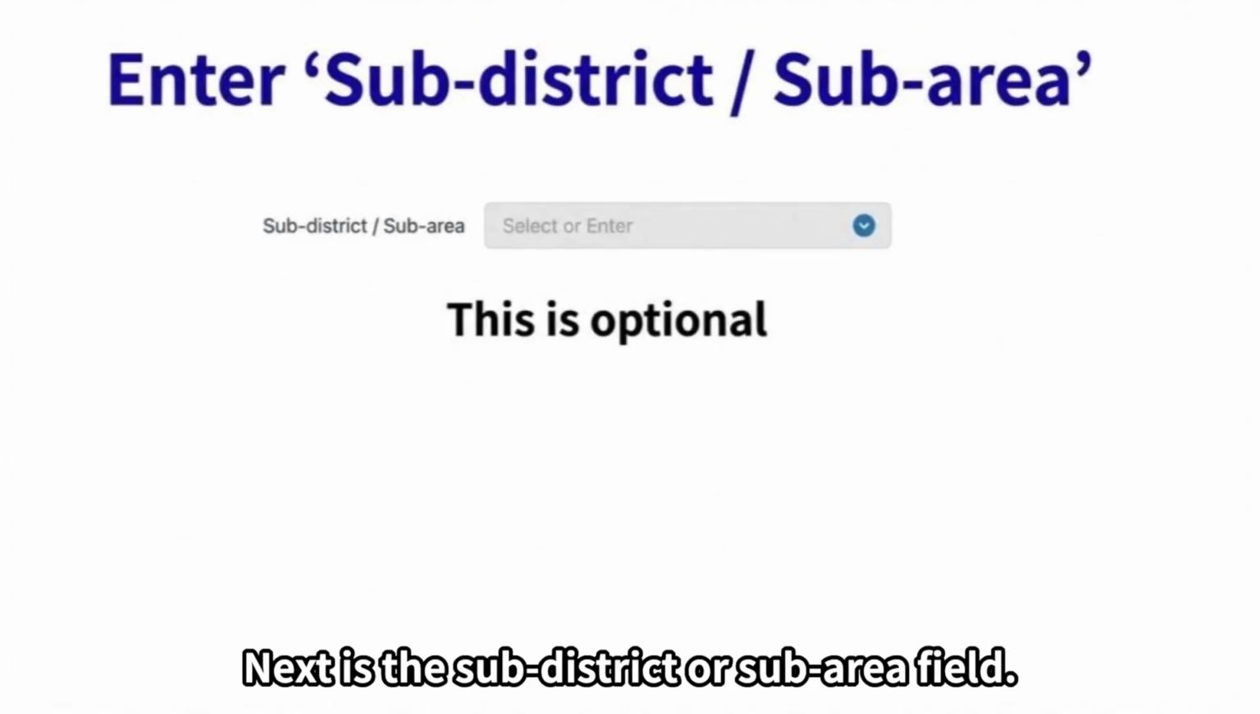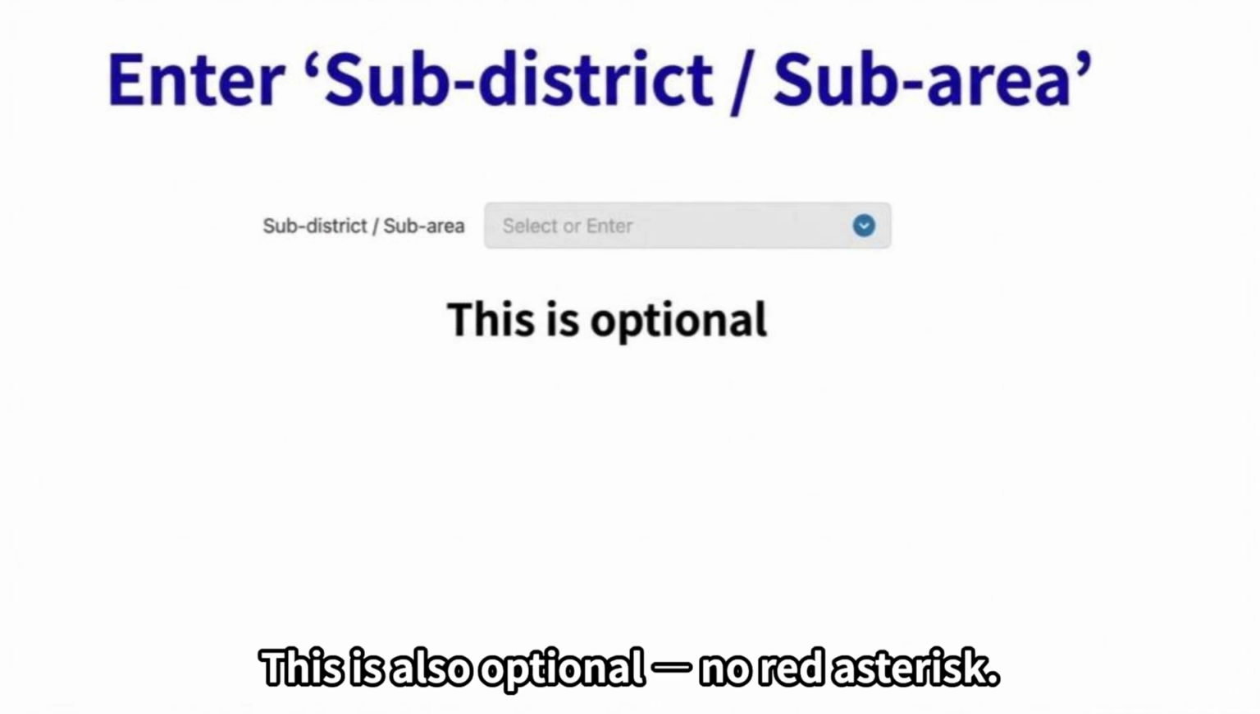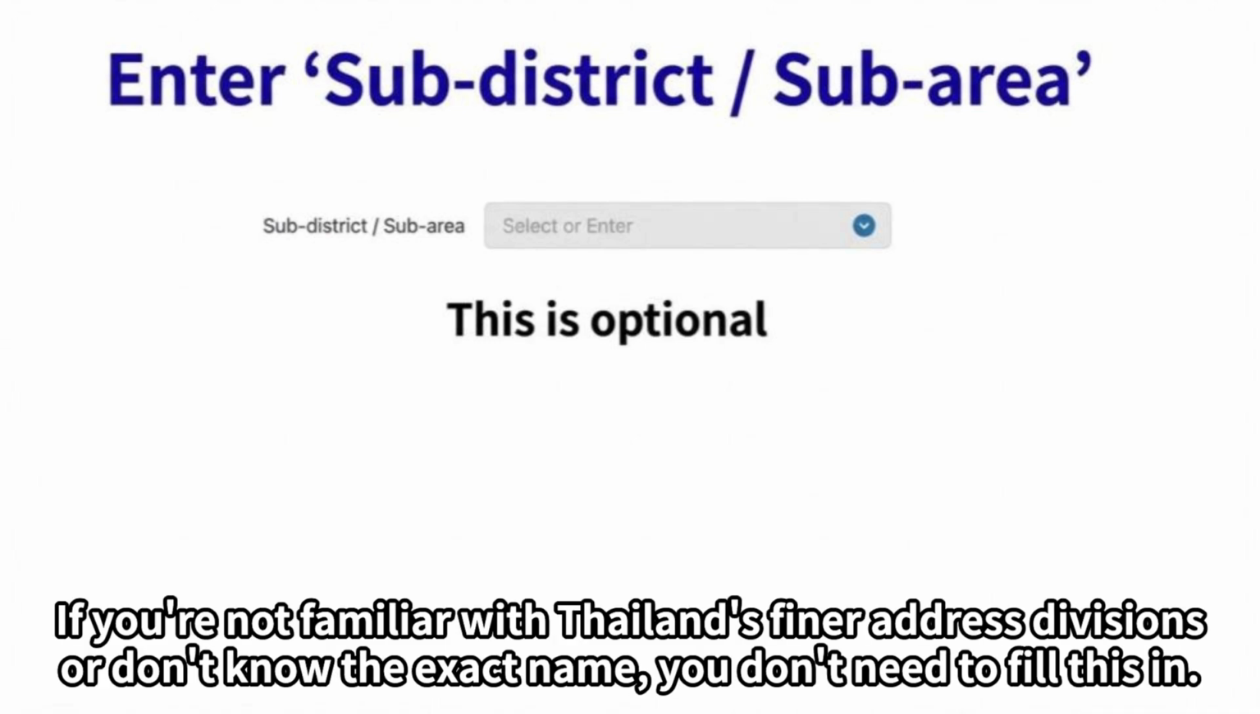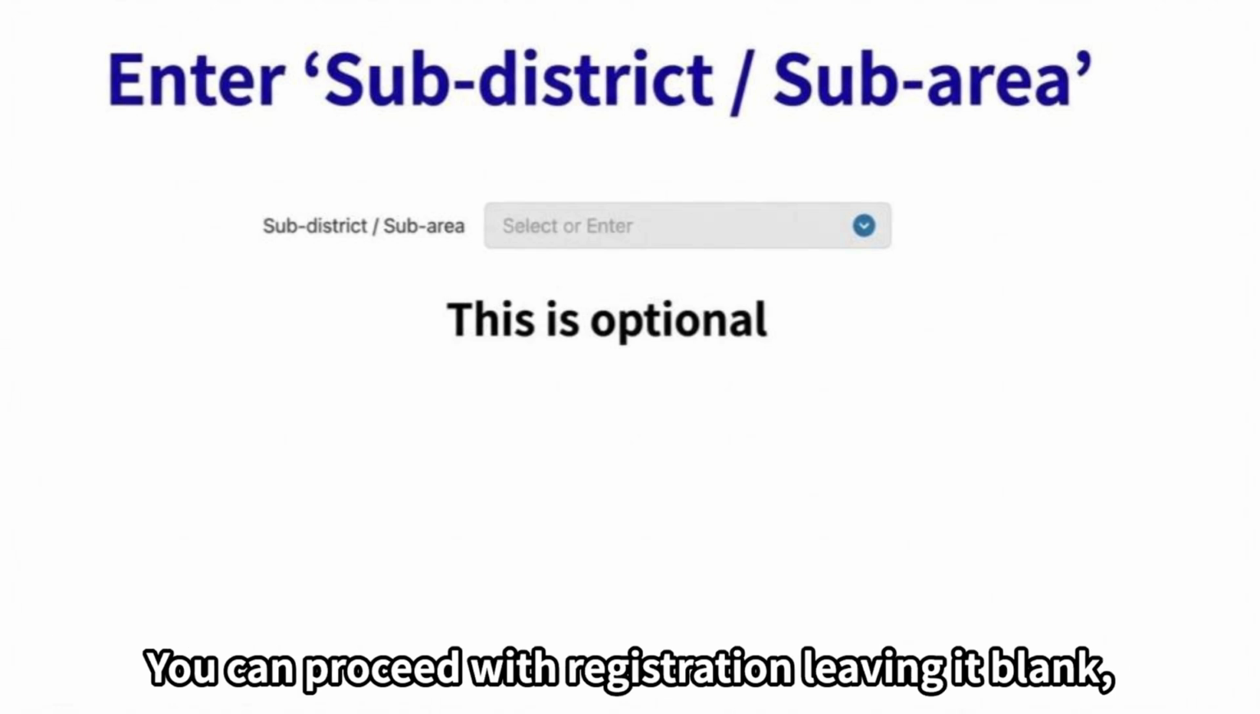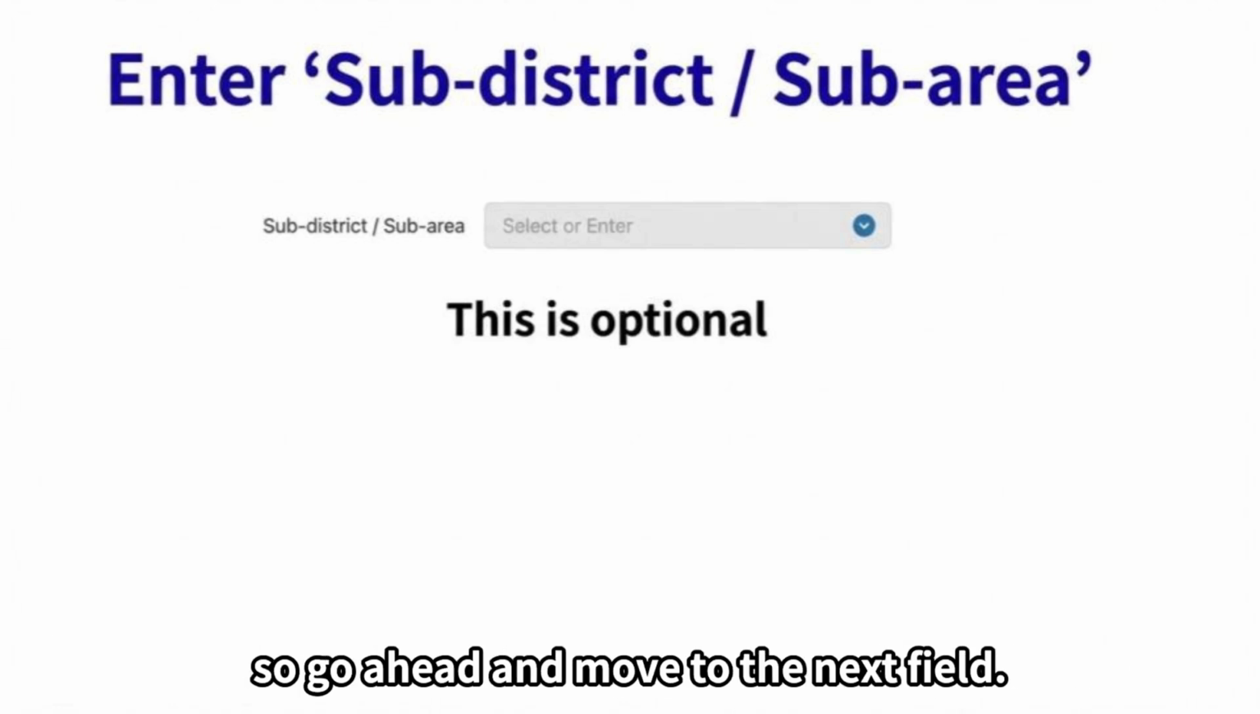Next is the sub-district or sub-area field. This is also optional, no red asterisk. If you're not familiar with Thailand's finer address divisions or don't know the exact name, you don't need to fill this in. You can proceed with registration leaving it blank, so go ahead and move to the next field.